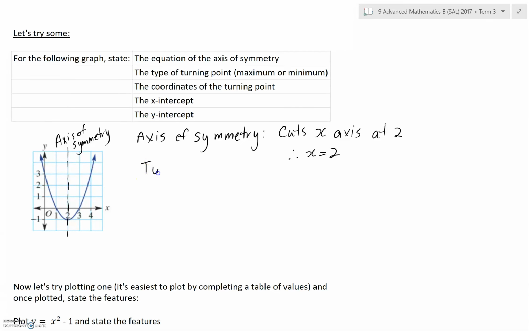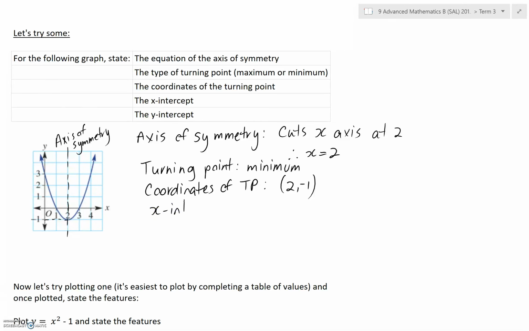Our turning point is a minimum. That is the lowest point in the parabola, so that's how you can tell if it's a minimum or a maximum. It's either going to be the lowest point or the highest point. The coordinates of the turning point, and you can quite easily abbreviate that to TP, that's fine, are at 2 and -1. You can read that off your graph.